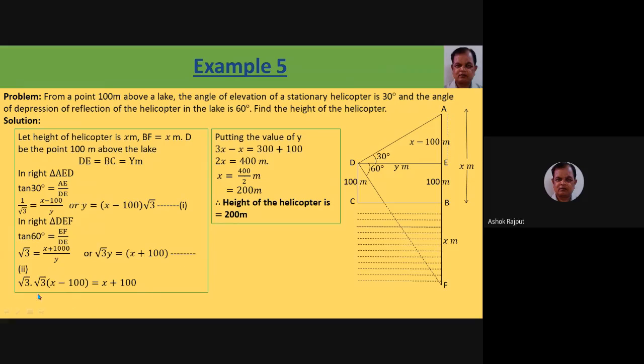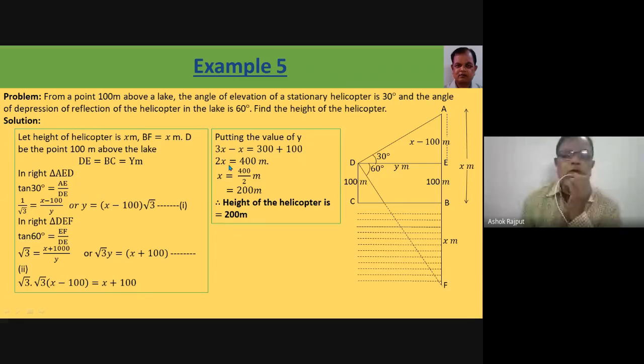Now root 3 into root 3 into x minus 100 equal to x plus 100. Putting the value of y, it is root 3x minus x equal to 300 plus 100. So 2x equal to 400 meter, or x equal to 400 by 2. So it is 200 meter. The height of the helicopter is 200 meter, as we have found it here.